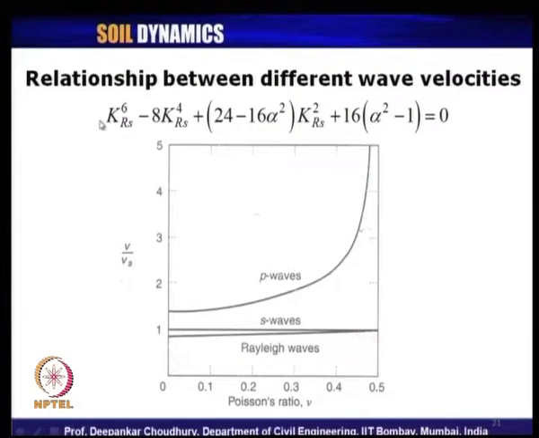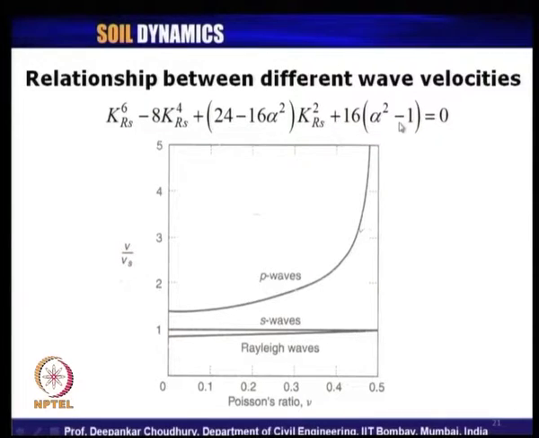Fine. Finally, what is the final equation used to solve for, to compute, the Rayleigh wave velocity? This is the expression: KRS to the power 6 minus 8 KRS to the power 4 plus 24 minus 16 alpha square times KRS square plus 16 times alpha square minus 1 equals 0. So, in this, KRS we have already defined as the ratio of Vr by Vs, and alpha is nothing but the ratio of Vs by Vp.